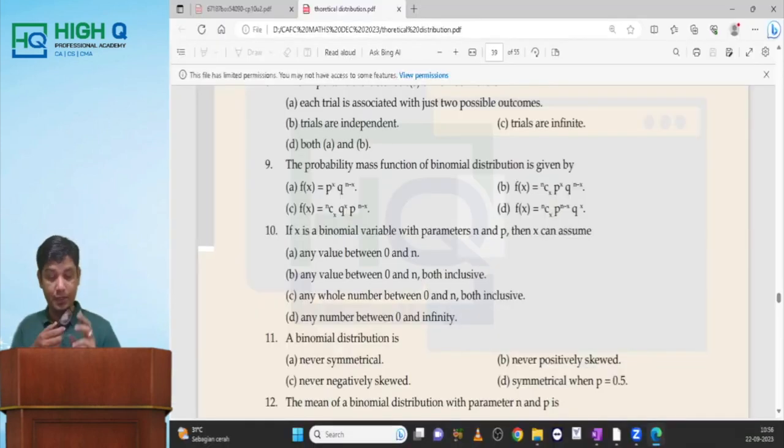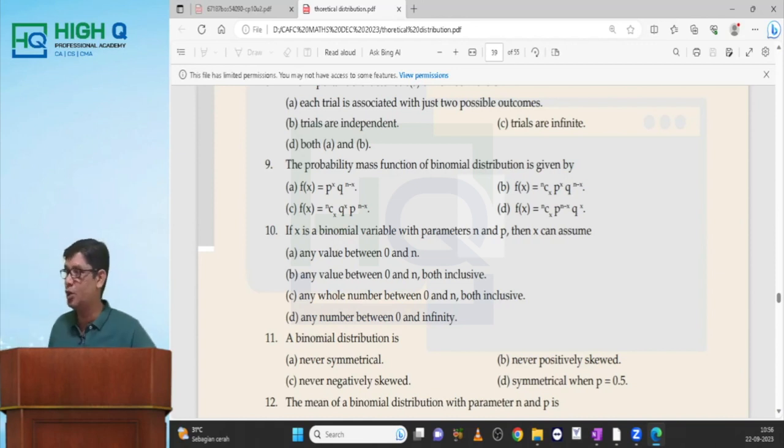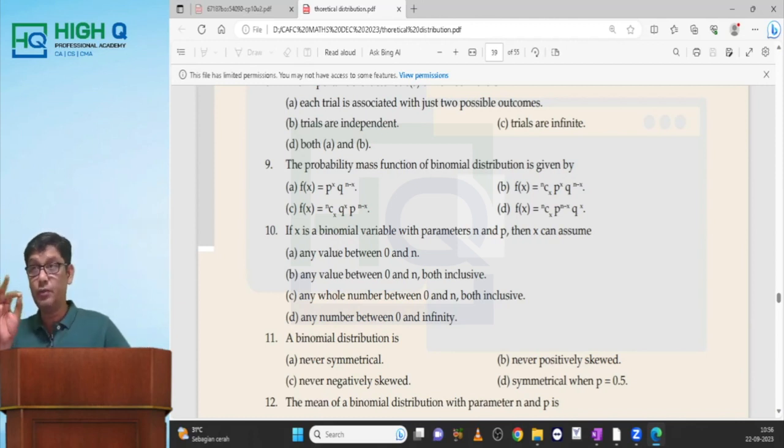Now, X is a binomial variable with the parameters n and p. Then X can assume any whole number between 0 and n, inclusive of 0 and n. That is very important: whole number.